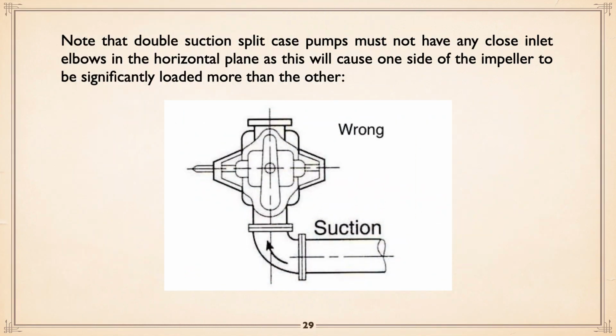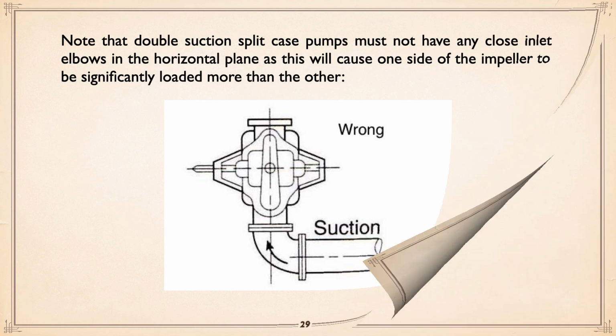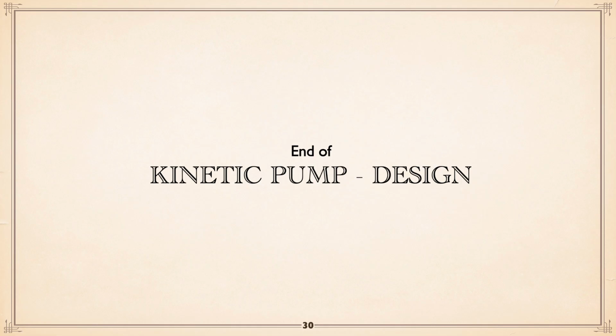Double suction pumps must not have any close inlet elbows in the horizontal plane, or this will cause one side of the impeller to be significantly loaded more than another. And I saw a classic example where it wasn't a 90-degree bend. Believe it or not, it was a 180. And the thrust bearing on that pump was not a happy camper. It got really, really hot. Okay, so that's the end of that section, and I appreciate your patience.